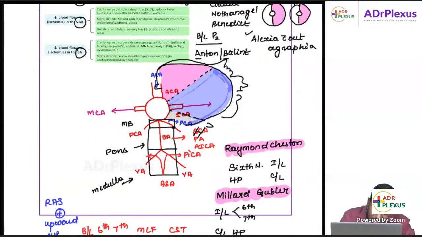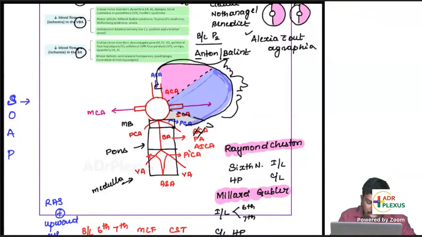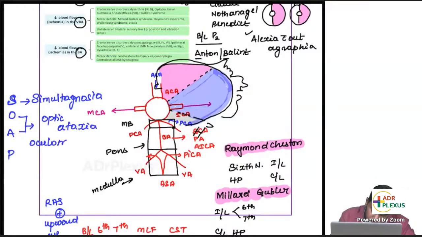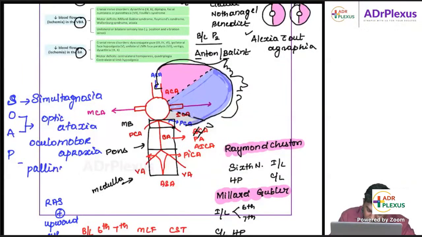Balint syndrome I have discussed already, right? We have discussed Balint syndrome in and out. S for simultanagnosia, OA for optic ataxia, oculomotor apraxia, and P for polyopsia.